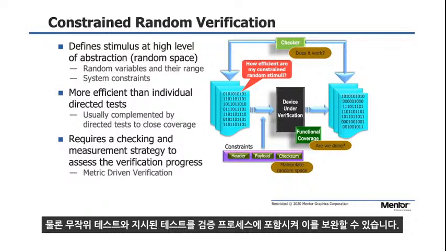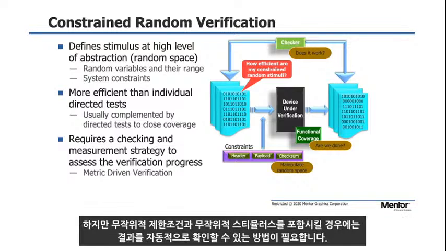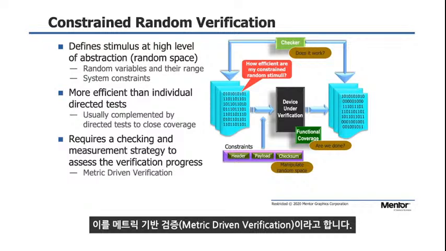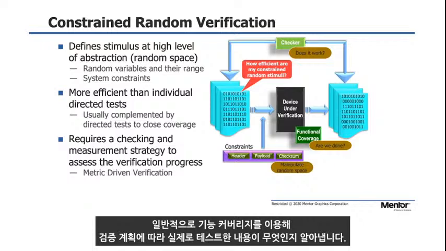But you can, of course, complement a mixture of this by having random tests and directed tests in your verification process. But anytime you have random constraints and random stimulus, you need an automated way of checking your results, and you need to assess exactly what you've tested, and we call that metric-driven verification. So typically we use functional coverage to figure out what have we actually tested against our plan of verification.